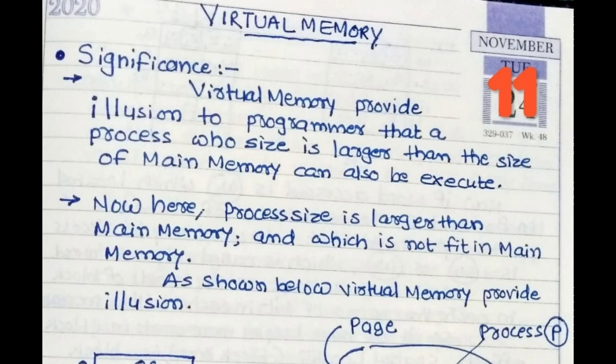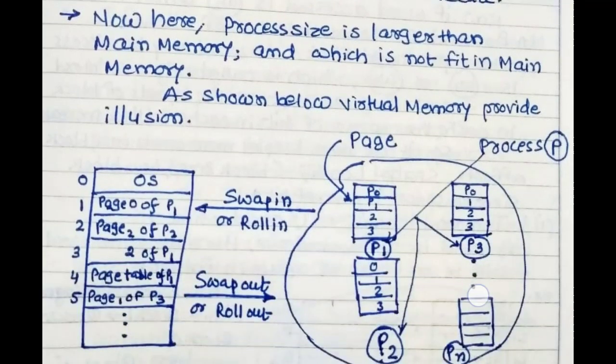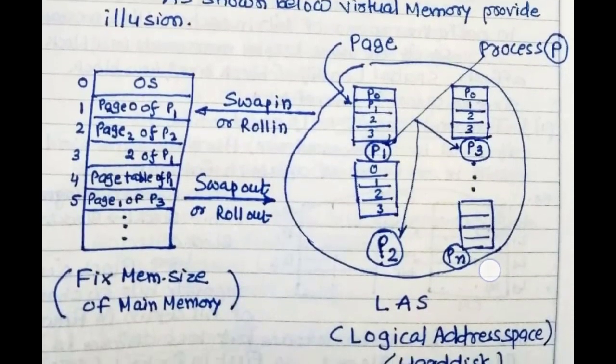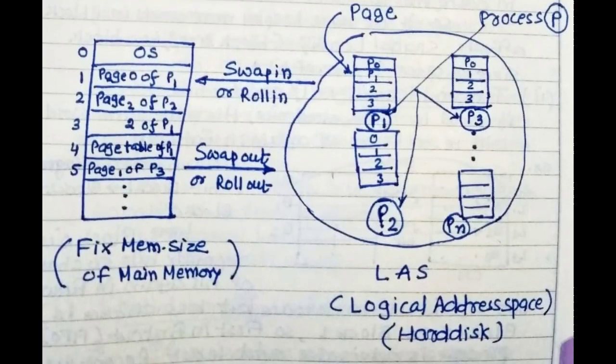It means the size of the program or process is larger than the main memory size. Then it creates an illusion, where the program or process size is larger than the main memory and does not fit in the main memory. So, as shown in the figure, virtual memory provides the illusion.